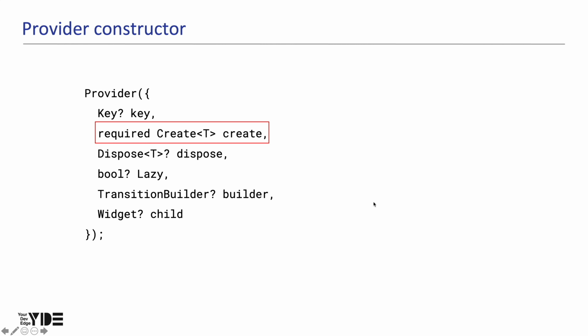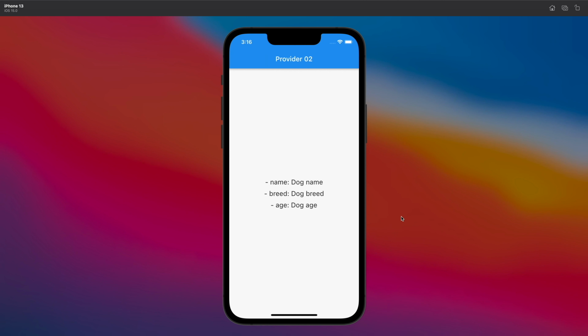The Provider's constructor has an argument called create, which is the only required property. In the create callback, create the Dog instance that the widgets need. Provider's child widget can access the object returned by the function passed to create. Before applying the provider, let's check the current state of the app.